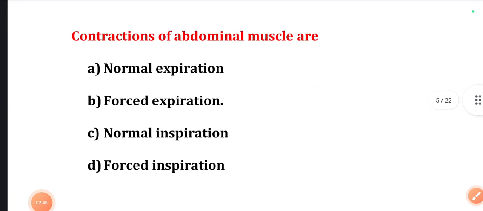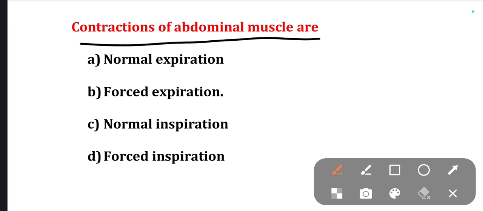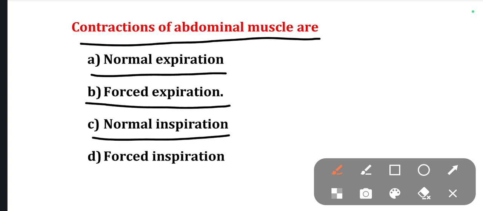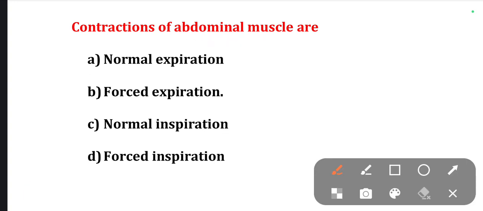So the next one is contraction of abdominal muscles. What is the purpose of contraction of abdominal muscles? Options are normal respiration, forced expiration, normal inspiration, forced inspiration. The right one is forced expiration.